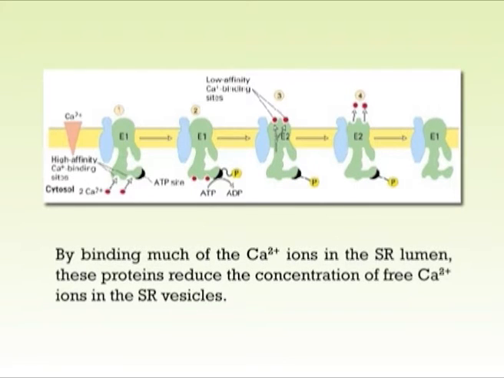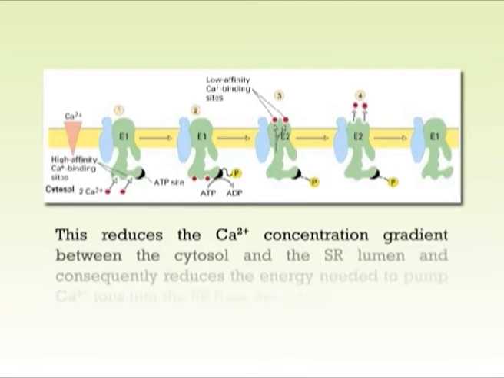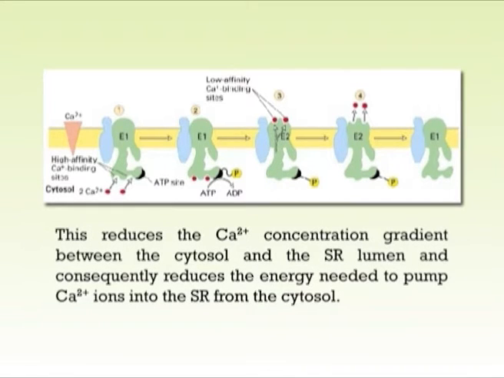By binding much of the calcium ions in the SR lumen, these proteins reduce the concentration of free calcium ions in the SR vesicles. This reduces the calcium ion concentration gradient between the cytosol and the SR lumen and consequently reduces the energy needed to pump calcium ions into the SR from the cytosol. The activity of SERCA increases as the free calcium ion concentration in the cytosol rises.